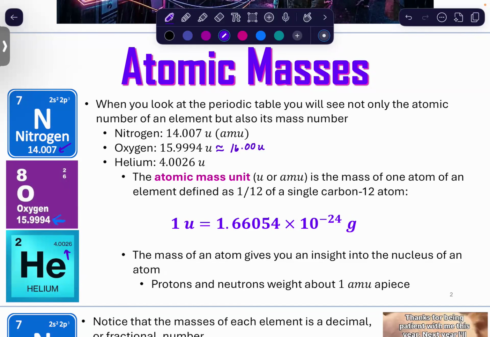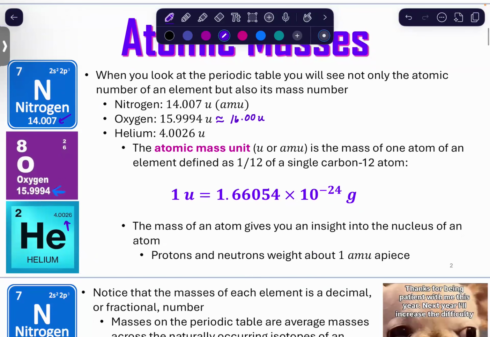And you can see here the relationship of the atomic mass unit to grams. That can be very helpful when you're doing calculations for conversion. The mass of an atom gives you an insight into the nucleus of that atom. So let's look at oxygen for a second.